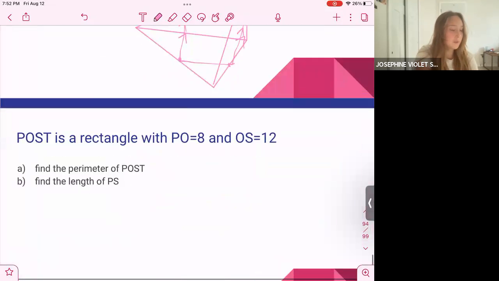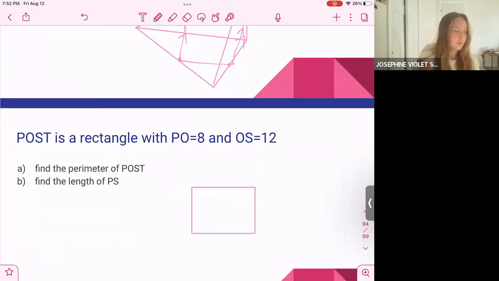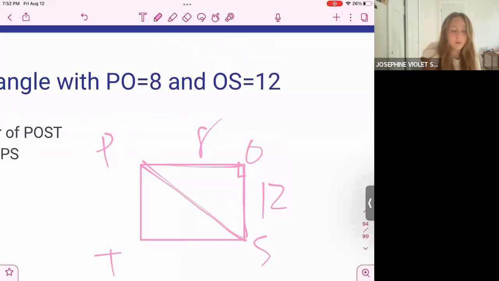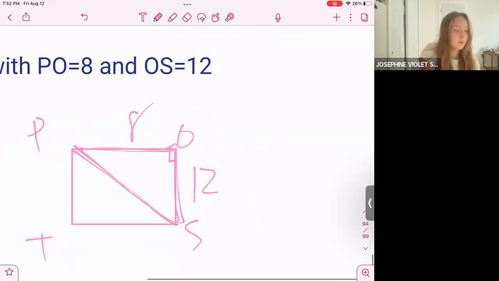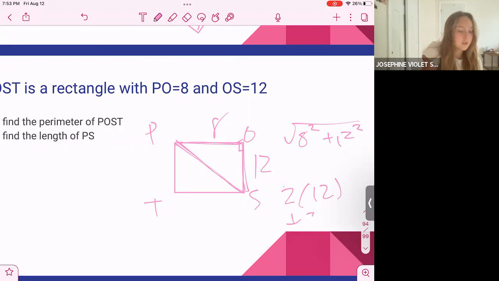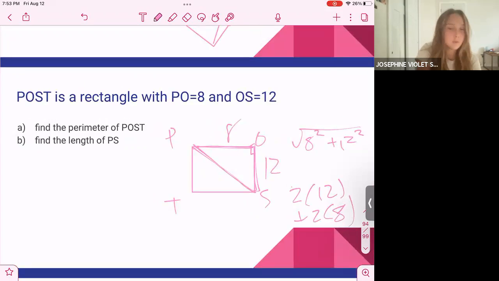Okay. So real quick, rectangle problem. This is really elementary stuff. You guys all know the deal. POST, 8 times 12, the length of PS, that's going to be a little harder. We know this is a right triangle, so it's just the Pythagorean theorem again. So it'd be the square root of 8 squared plus 12 squared. And the perimeter of this rectangle would be 2 times 12 plus 2 times 8. I'm sure you guys have done this in your 3rd grade math class, so should be all good there.